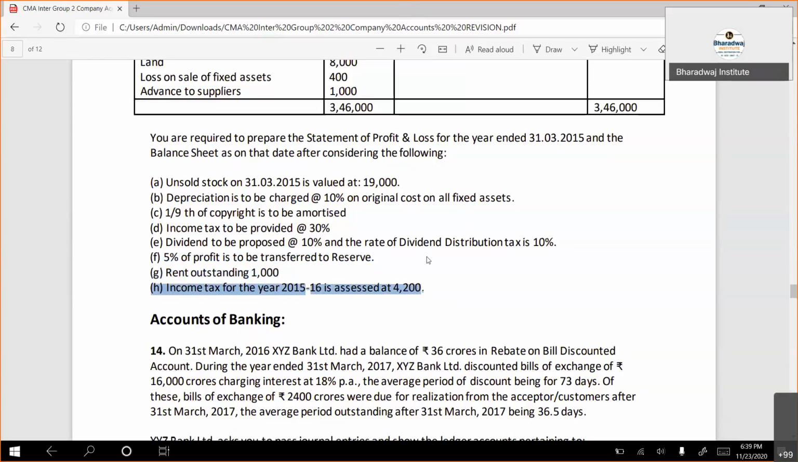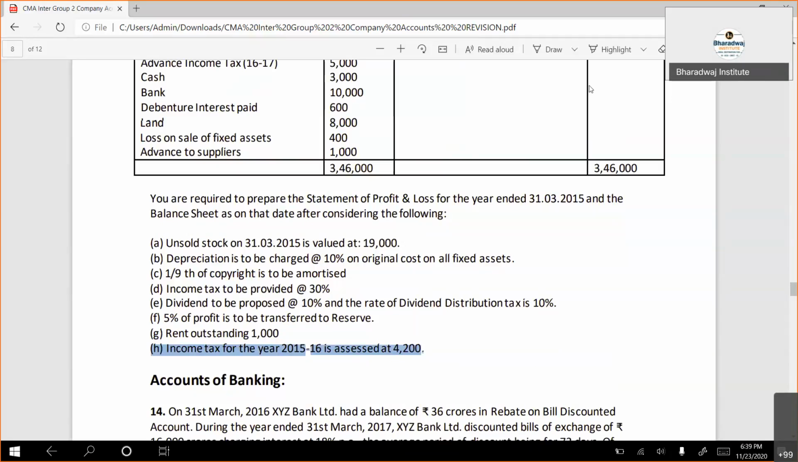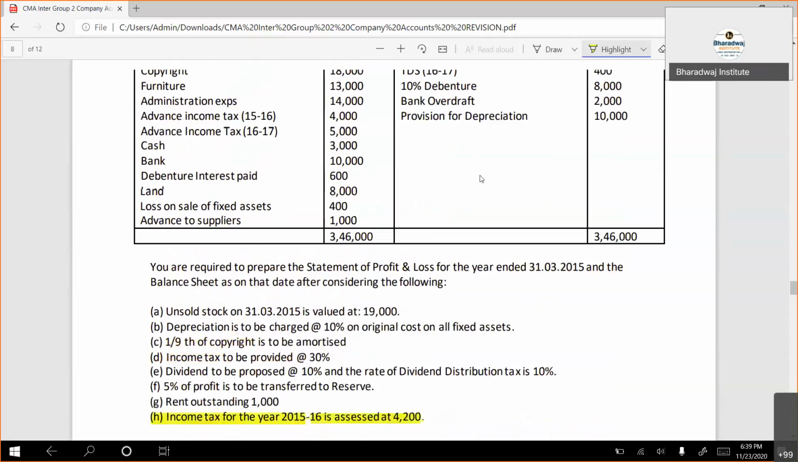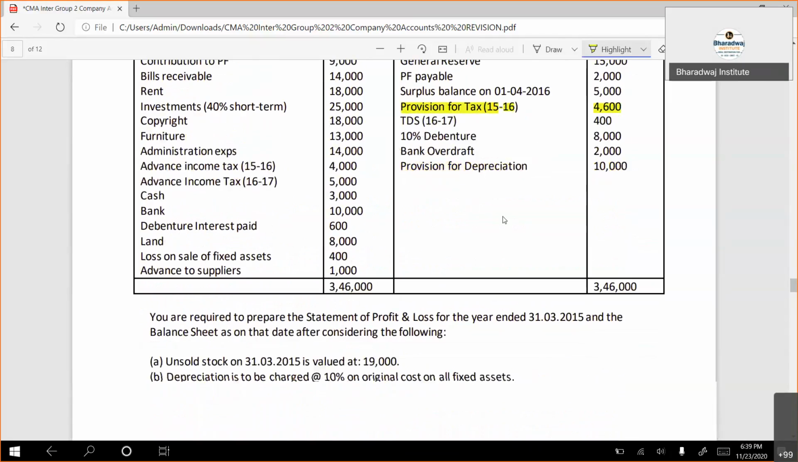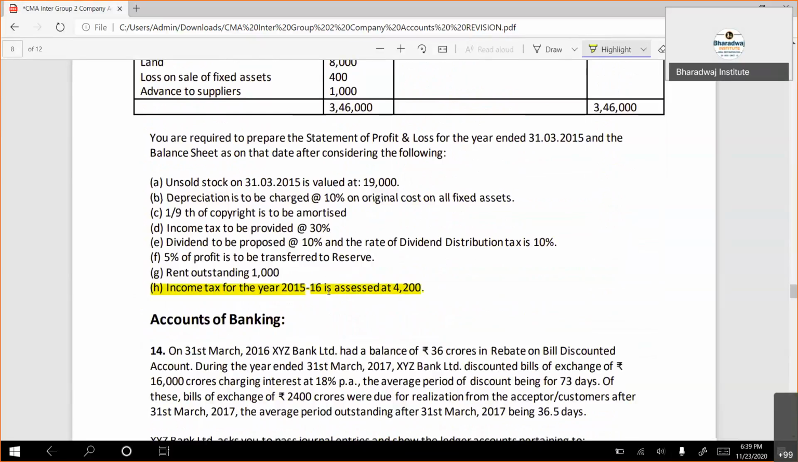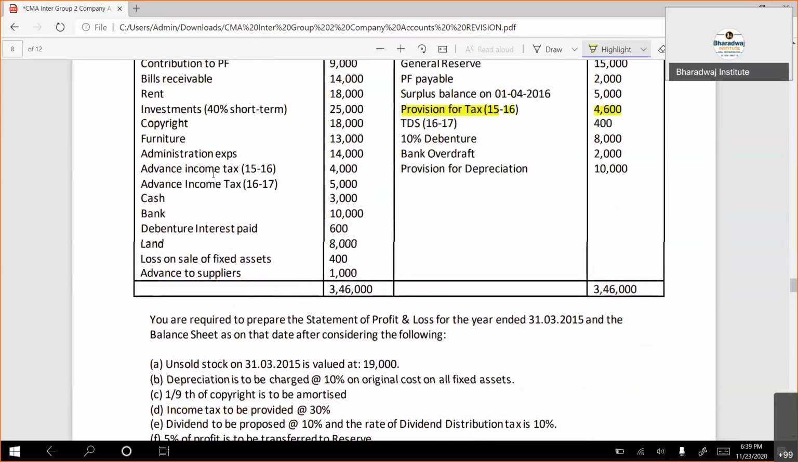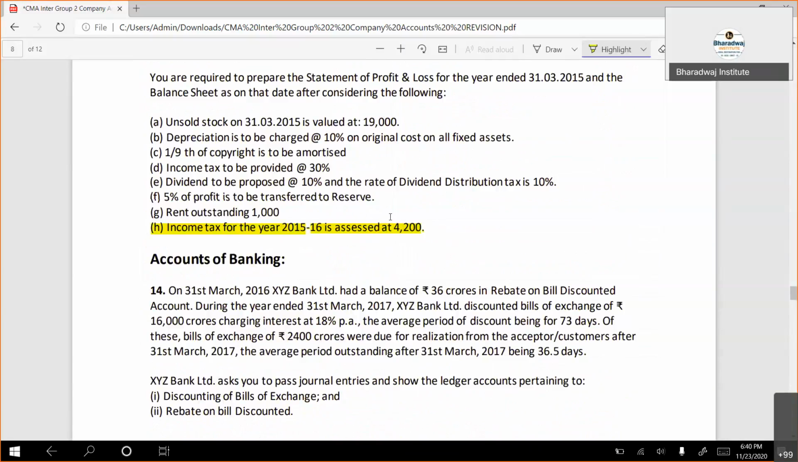Income tax for the last year assessed at 42,000, that is 4,200. Look at last year, how much we provided? Provision for tax, 4,600 we provided, but we need to pay only 4,200. That's a surplus provision. Advance tax 4,000 is there, but we need to pay 4,200. So there is an outstanding amount of 200. This we will deal with separately.